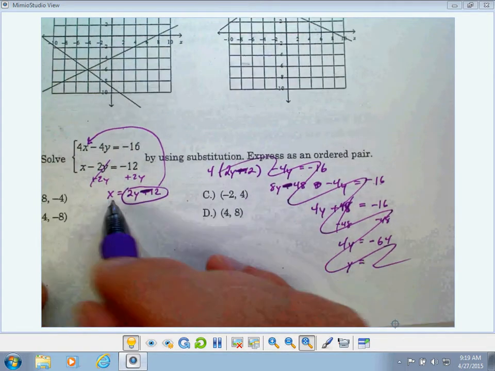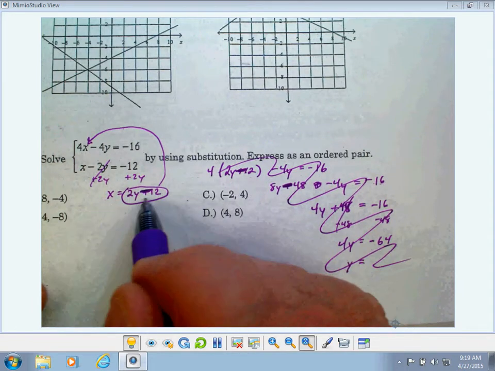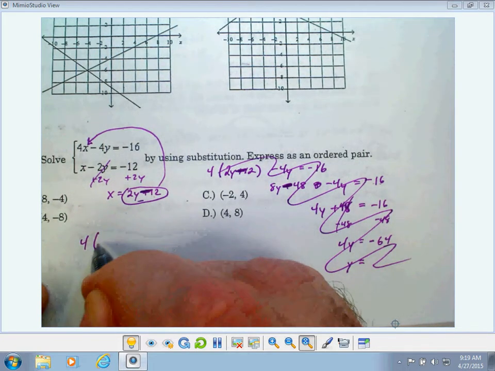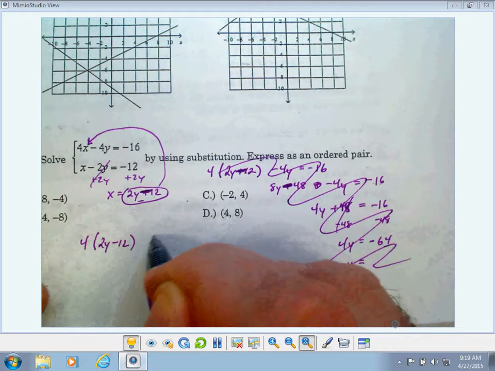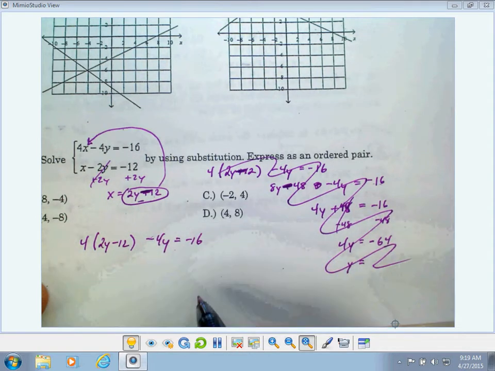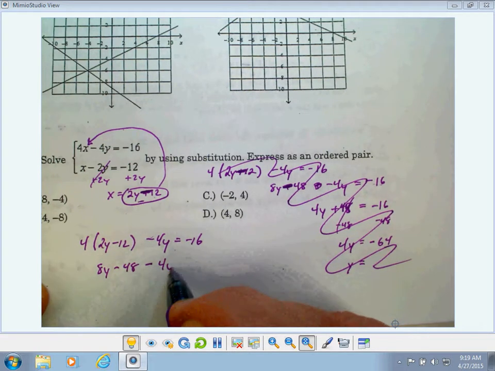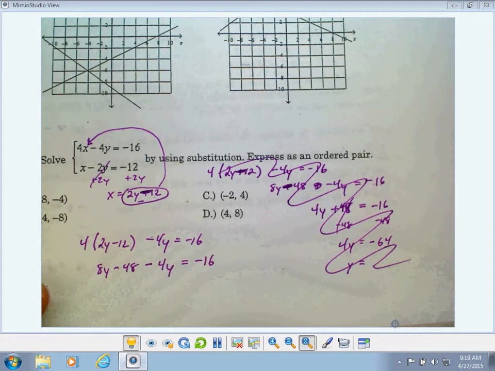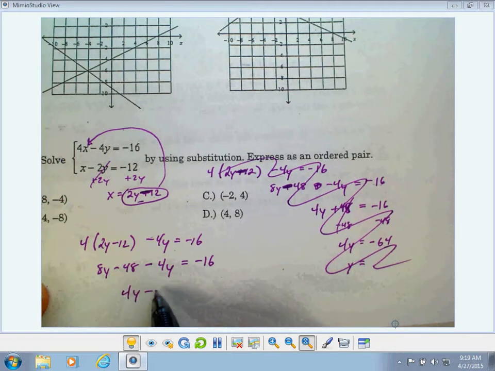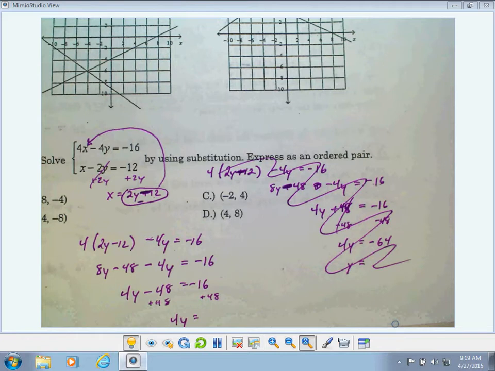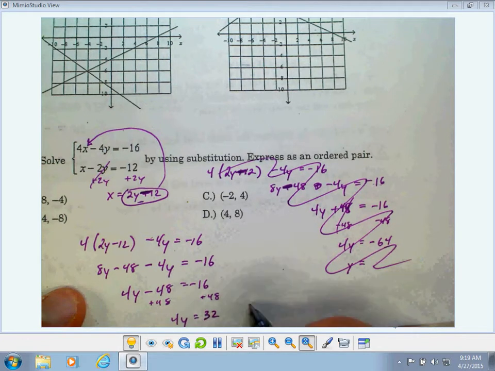So right here, when I did this rearranging, I added the 2y to both sides, and now I'm going to have 2y minus 12. So instead of the x, I put 2y minus 12 minus 4y equals negative 16. And when I distribute, I get 8y minus 48 minus 4y equals negative 16. So then I combine like terms, and I have 4y minus 48 equals negative 16. And I would add 48 to both sides, and I get 4y equals 32, and so y equals 8.